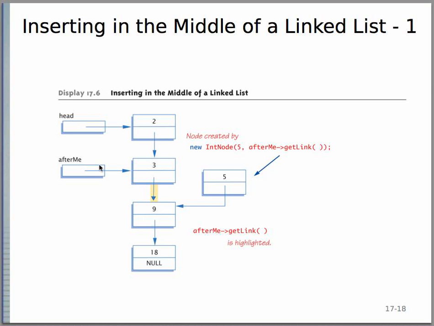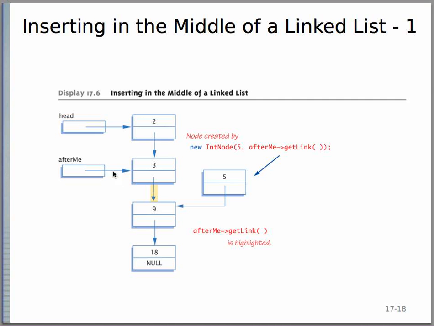So when you get a pointer to here, here's the rewiring that you want to do. You want to have this new node point to the next node in the list, that is, point to the 9. And then once you've done that, you want to have this link point to this new node, and there you've spliced in this new node.